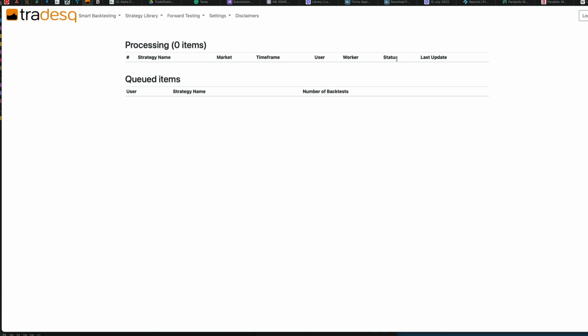And this is where you could keep an eye on where you are in the queue and when your strategy is being processed. Depending on how busy Tradesq is and how complex your trading strategy is, it could take several hours to as much as a day before your strategy is actually processed.